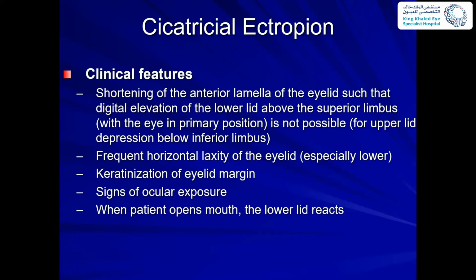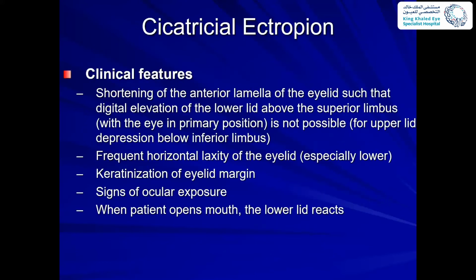Cicatricial ectropion results from anterior lamella scarring or shortening, and this can happen in either the upper eyelid or the lower eyelid. Sometimes the patient may have lower eyelid laxity along with the cicatricial ectropion, and that needs to be addressed at the time of surgery for proper correction. Because of chronic cicatricial ectropion, there will be keratinization of the eyelid margin and sometimes of the palpebral conjunctiva. Again, we'll see signs of ocular irritation and exposure, and this will be exaggerated when the patient opens their mouth.